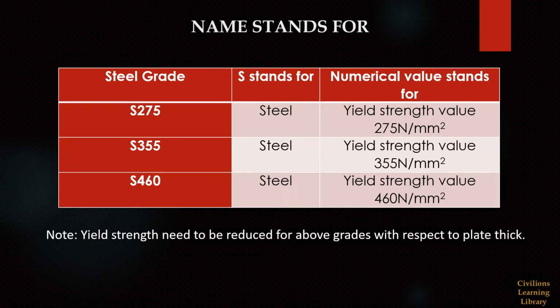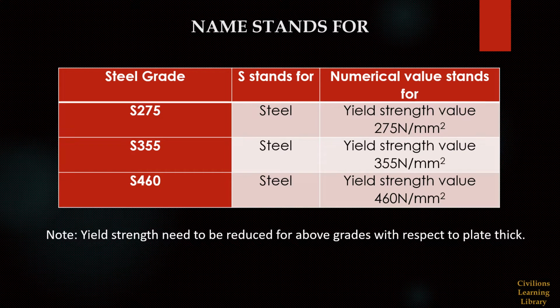As per Eurocode and as per British code, generally these three grades are normally used: S275, S355 and S460. Here the prefix S always stands for steel or structural steel, and the numerical value 275 represents the yield strength value for the particular grade.